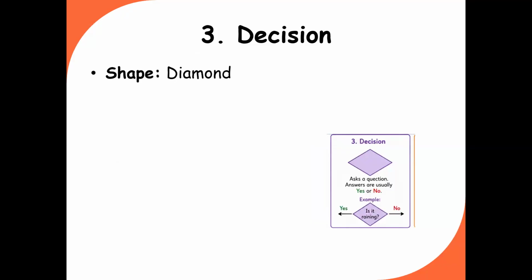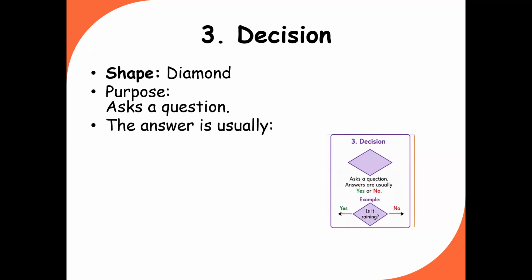The shape is diamond, used for decisions. Purpose: we use this shape to ask questions. Example, is it raining? If yes, we use an umbrella. If no, we don't use an umbrella. Or we go home, right?